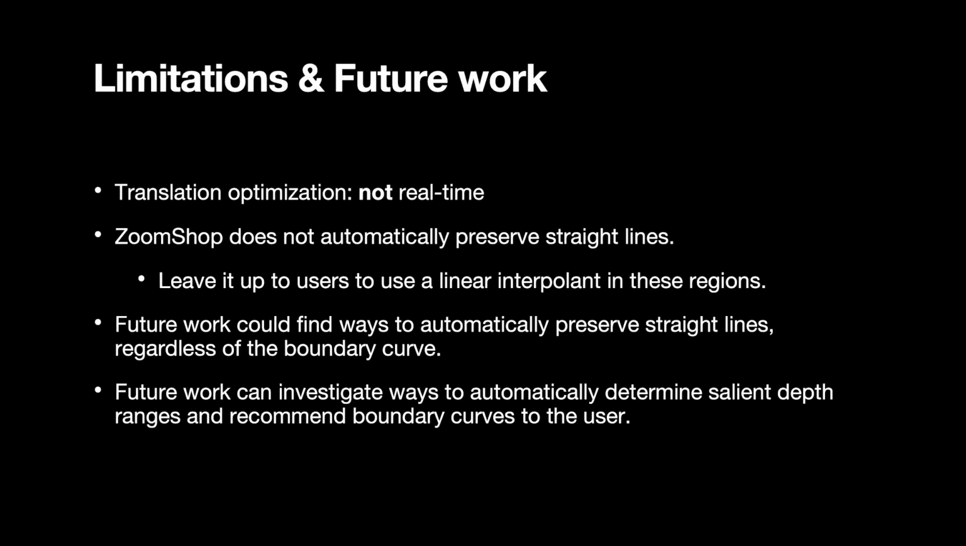And finally, some limitations of our work. First, the translation optimization is not real time. We intended it to be a post-process step after users finish adjusting the scale and foreshortening of the scene. And second, ZoomShop does not automatically preserve straight lines. We leave it up to the user to use a linear interpolant for those regions where straight lines must be preserved. Future work could find ways to automatically preserve straight lines, regardless of the boundary curve. And future work can investigate ways to automatically determine salient depth ranges and recommend boundary curves to the user.